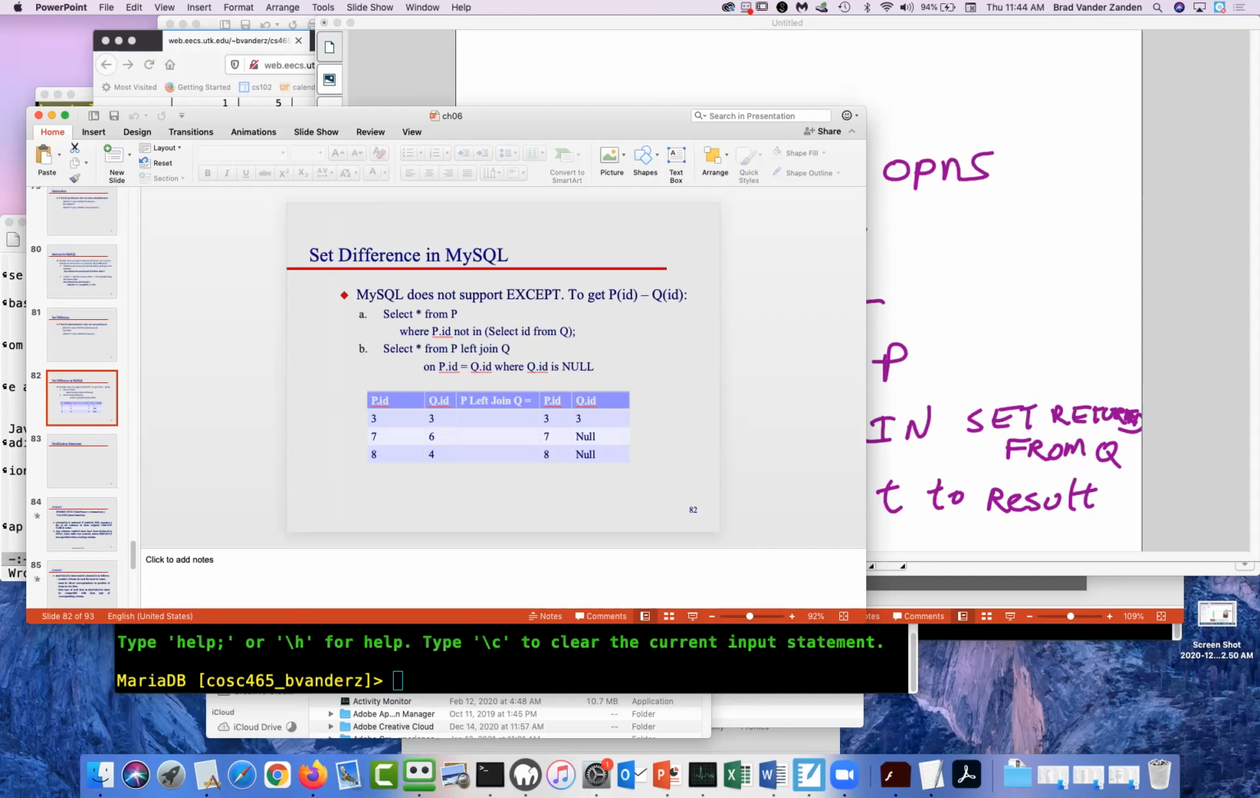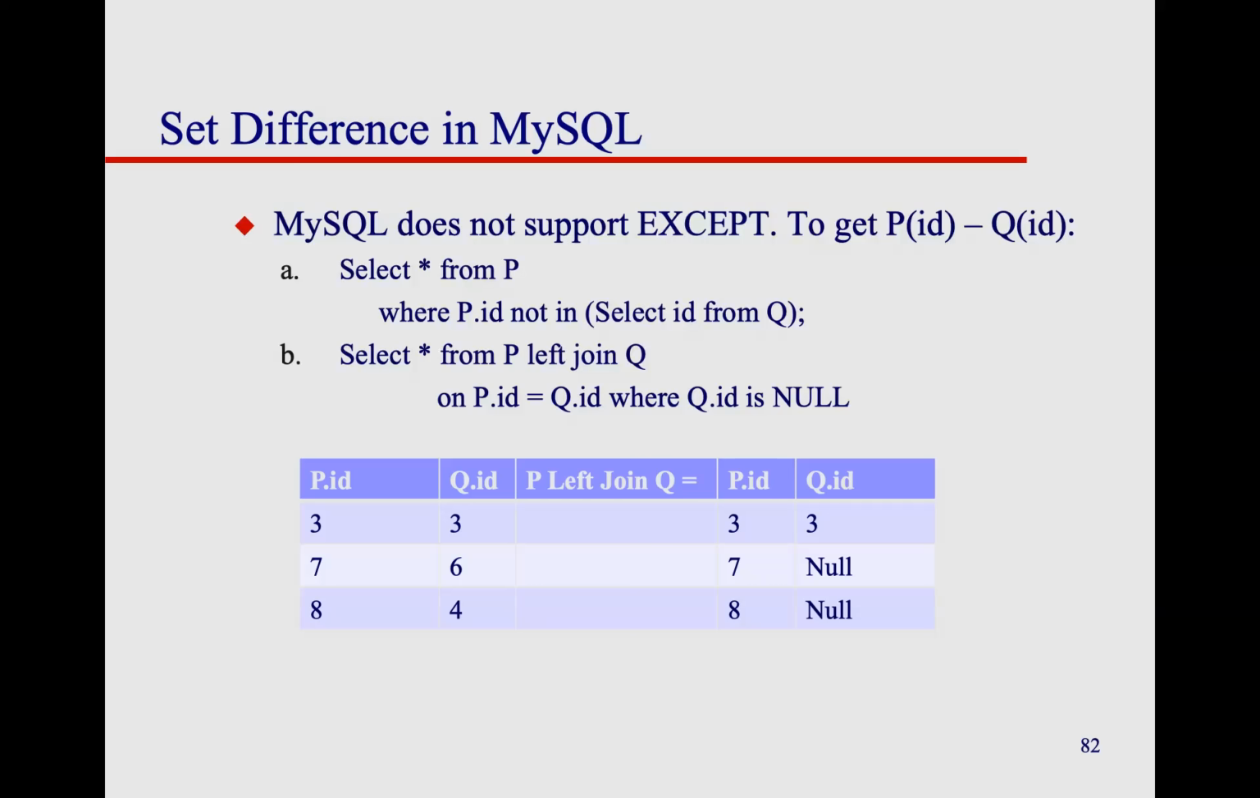Oh, I see what you're saying. Both of them will have the same result because a left join only includes columns from the tuple on the left-hand side. It doesn't include tuples on the right-hand side. So both results are just going to have one column, which is PID. Okay, right.